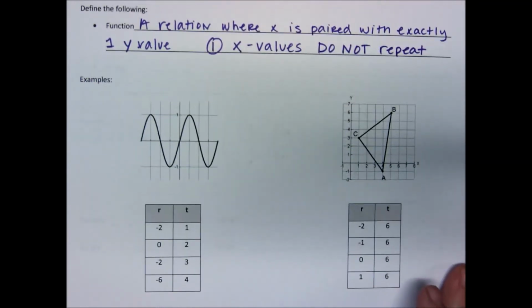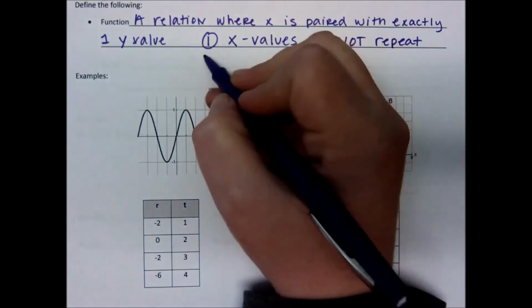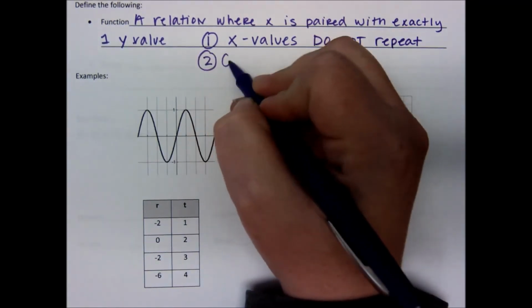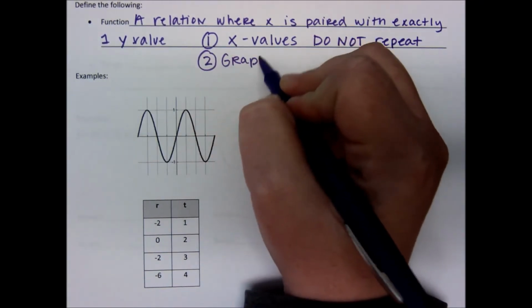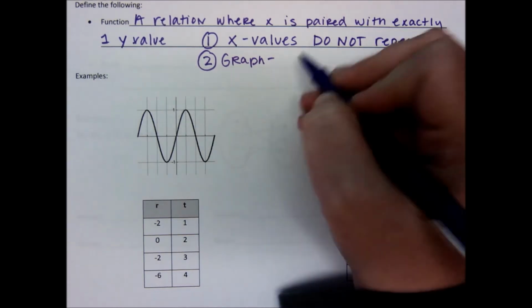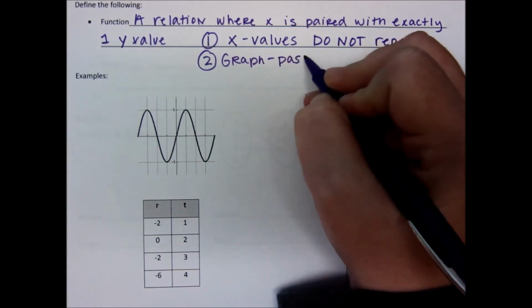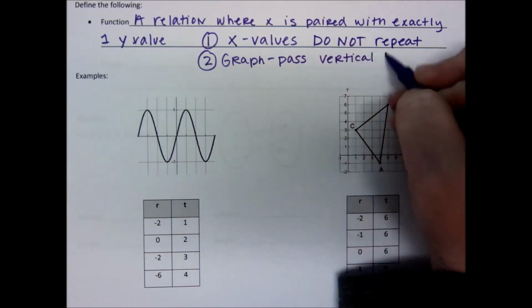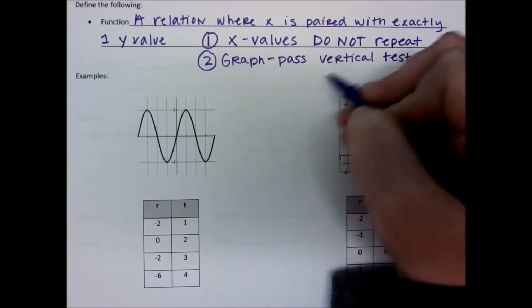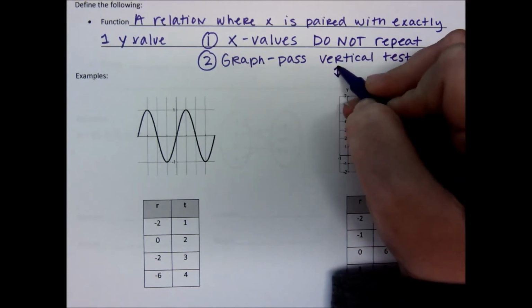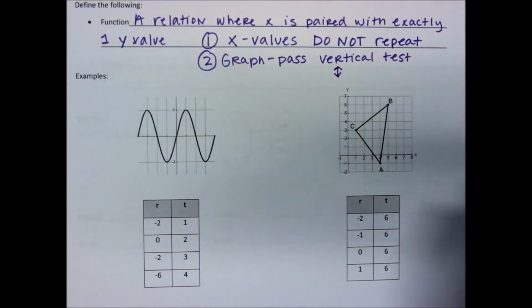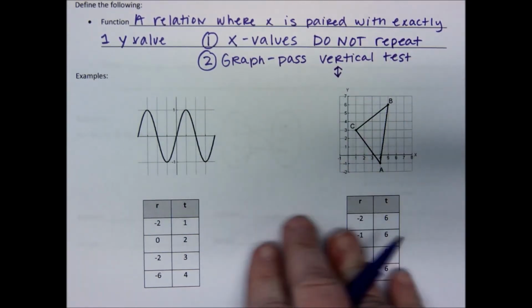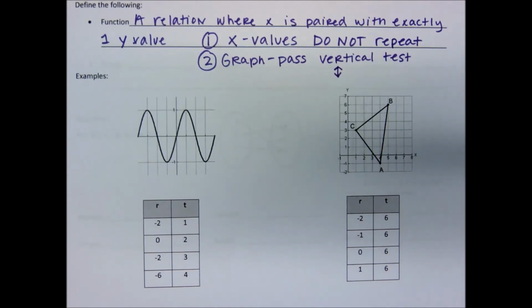But sometimes with the graph it looks a little bit different. So with the graph, we want to check to see if it passes the vertical line test. That means if I draw a vertical line, and remember vertical is going up and down, it only touches my picture one time. If it touches it twice, that means it's not a function. If it touches it 3 times, it's not a function. So let's look at the first one.